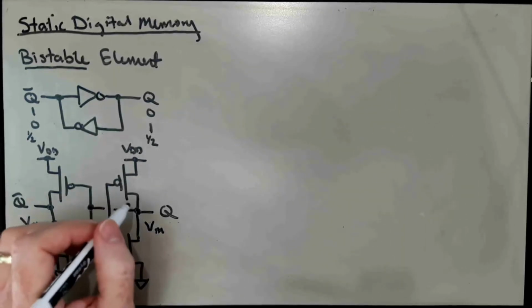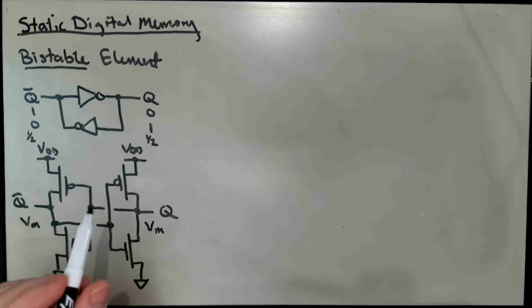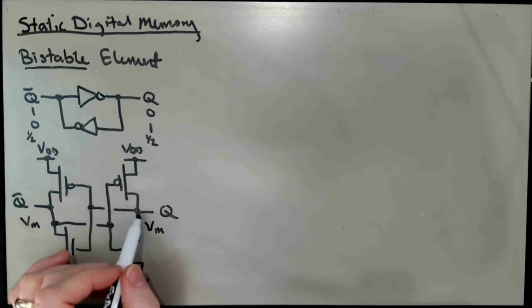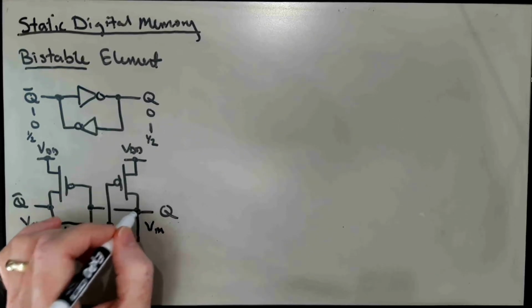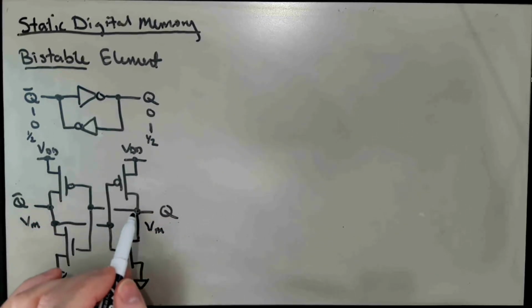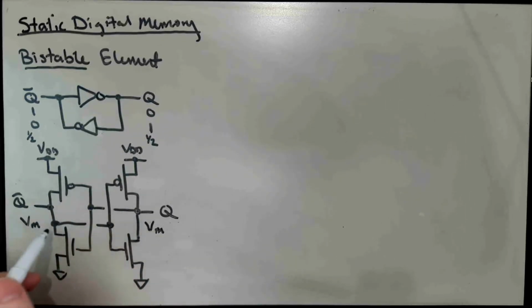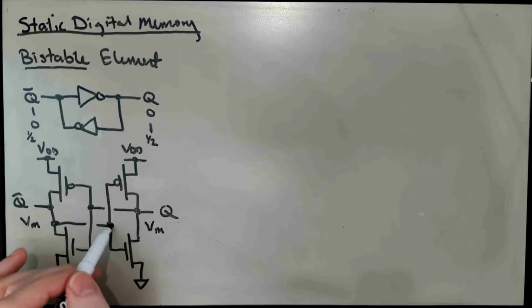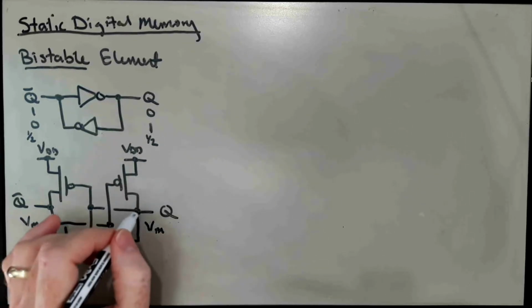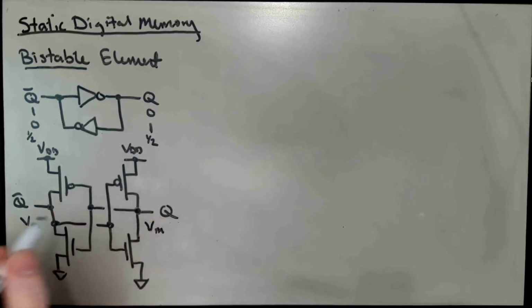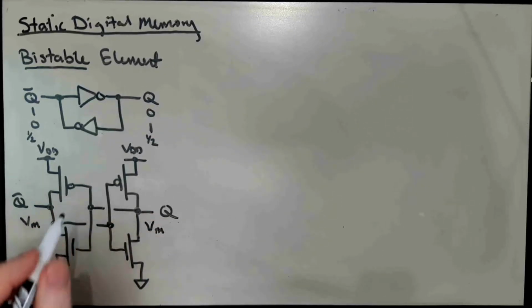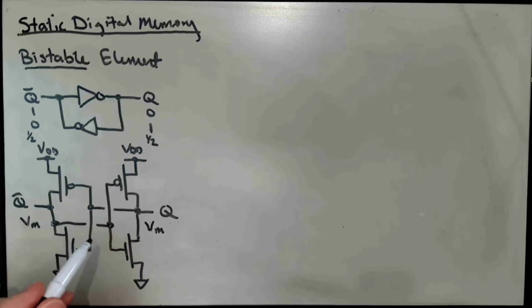So remember V sub m from our last segment where we talked about the voltage transfer characteristic: that is the voltage at which the inverter's input is equal to its output. So with Q at Vm, this inverter here would have its output at Vm, and that's the input for this inverter, so this inverter is at its transition threshold and its output is at its transition threshold. That's consistent with what we know about the voltage transfer characteristic of these inverters. The question, though, is whether this is a stable state. If we perturb it, what happens?